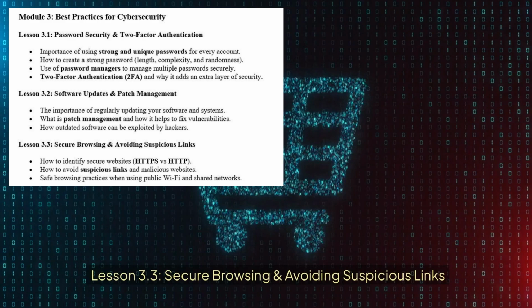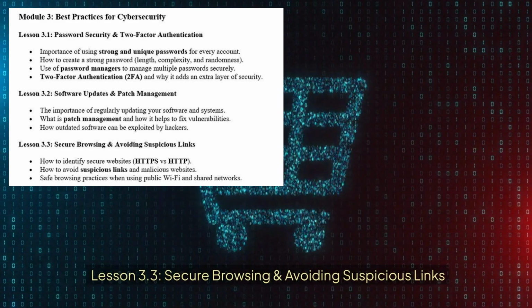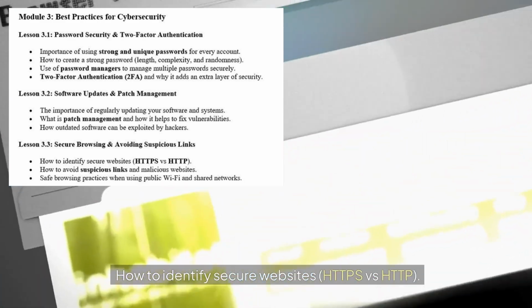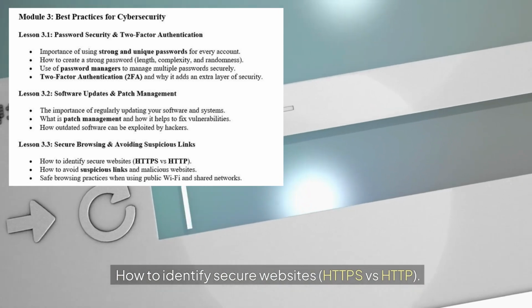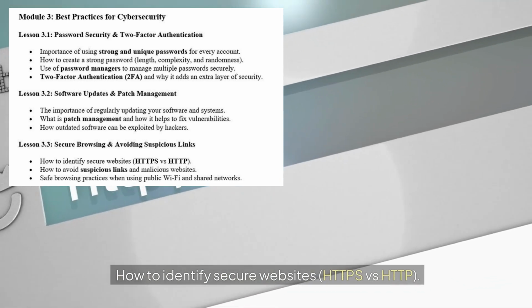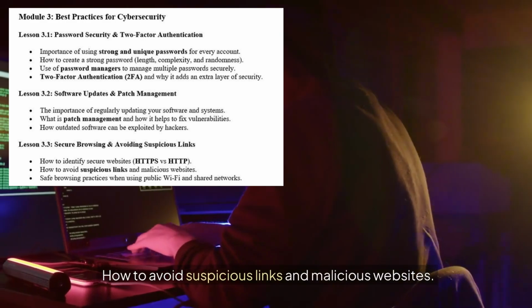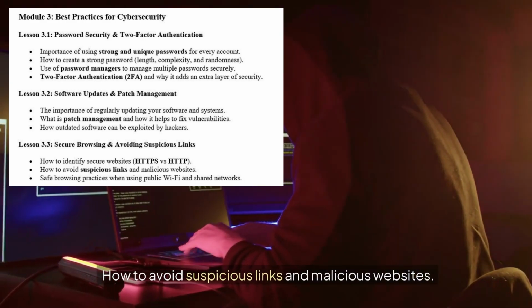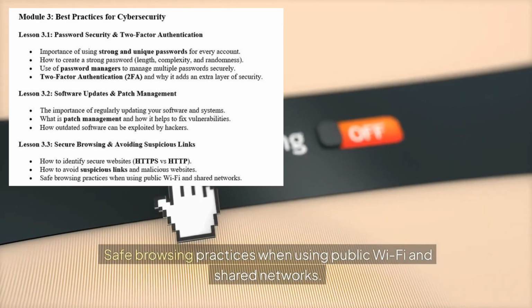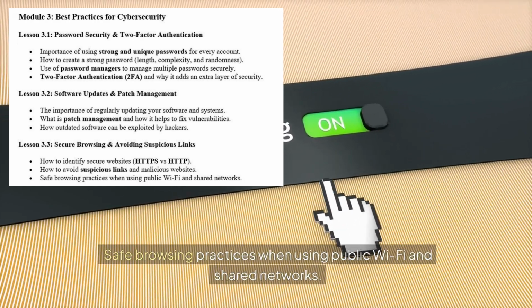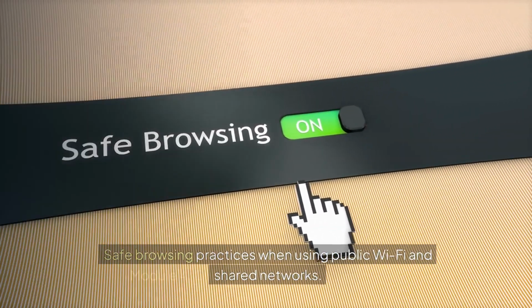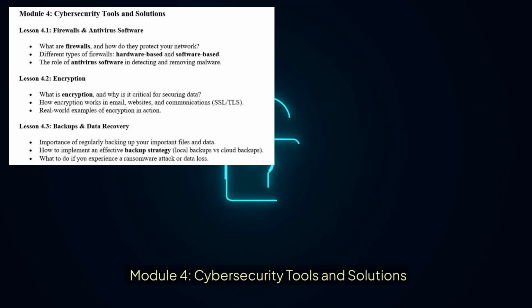Lesson 3.3. Secure browsing and avoiding suspicious links. 1. How to identify secure websites, HTTPS versus HTTP. 2. How to avoid suspicious links and malicious websites. 3. Safe browsing practices when using public Wi-Fi and shared networks. Module 4. Cybersecurity tools and solutions.